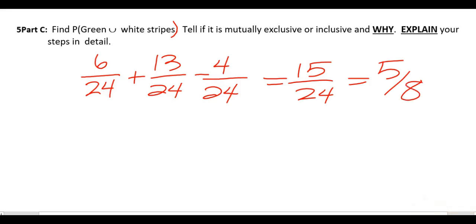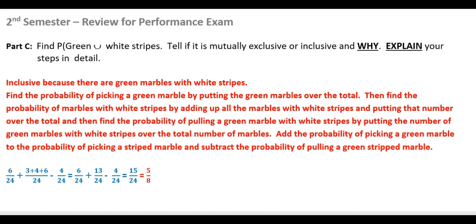So here again, let's go back to our explanation so you guys can know what to write. I said that this is inclusive because there are green marbles with white stripes. We're going to find the probability of picking a green marble by putting the green marbles over the total, then finding the probability of marbles with white stripes by adding up all the marbles with white stripes and putting that number over the total, then finding the probability of pulling a green marble with white stripes, and there were 4 of those, so the green marbles with white stripes over the total of the marbles. And then we're going to add the probability of picking a green marble to the probability of picking a striped marble, and then subtract the probability of pulling a green striped marble.